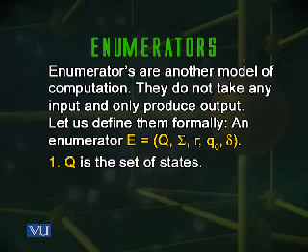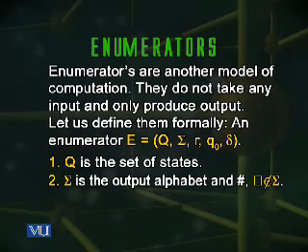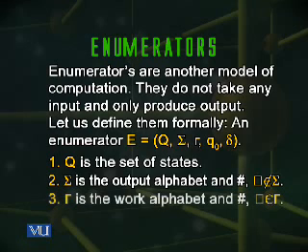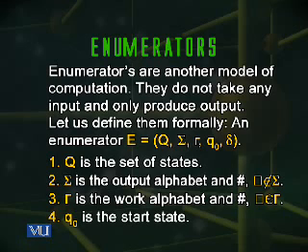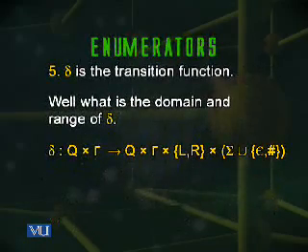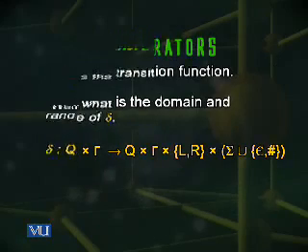Here Q is the set of states, sigma is the output alphabet, and hash and box are not elements of sigma. So the hash sign and the blank do not belong to the output alphabet. Gamma is the work alphabet for this enumerator, and it contains the blank symbol. Q naught is the start state, and the most important part of the enumerator which we have to specify is the transition function, which will tell us how the enumerator works.